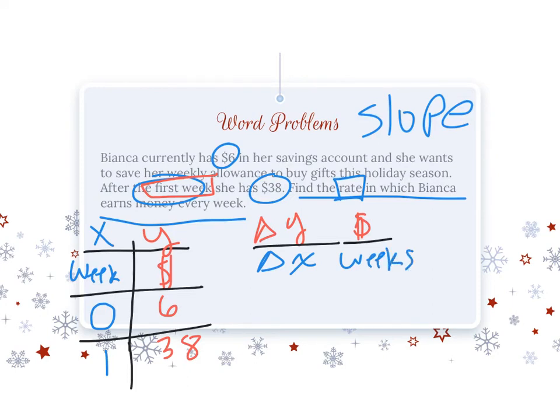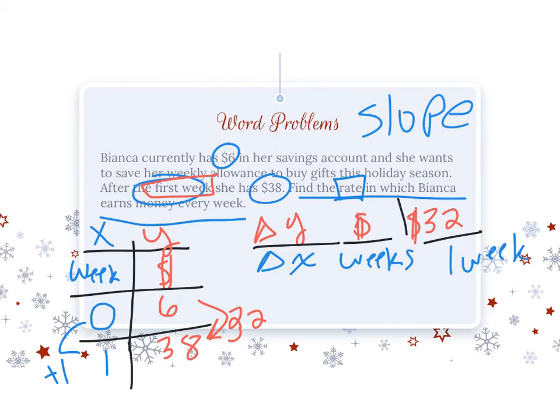So our change in our y values from 6 to 38. Go ahead and find the difference in that. That is 22, I believe. And hopefully by this point you're like, excuse me, Miss Elizondo, you wrote down the wrong number. That's actually a 32. So our change in our y values is $32. And our change in our weeks is just 1 week. So in 1 week, she made $32. And there you have it for this problem.